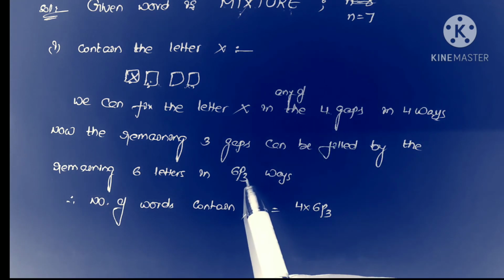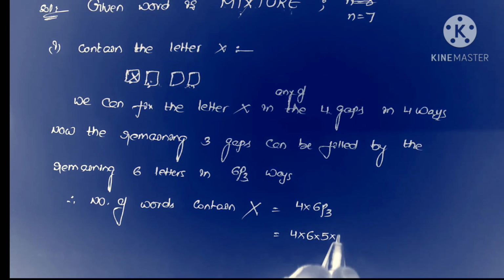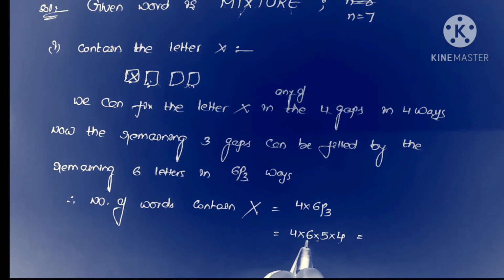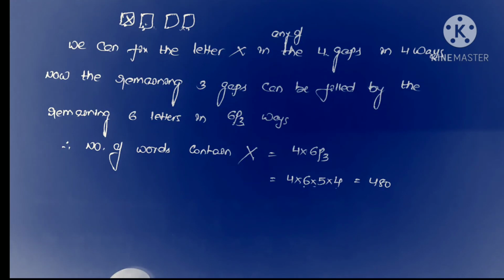First answer 4, second answer 6P3. 4 into 6P3. That is 4 into 6 into 5 into 4. 6P3 is 6 into 5 into 4, which is 120. 4 into 120 is 480. So this is the answer.